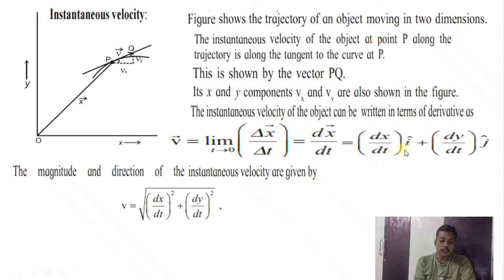If I substitute the components, it is dx by dt, the derivative of the x component, times i cap, plus dy by dt times j cap. The magnitude and direction of the instantaneous velocity are given by v equal to under root. The coefficient of i cap is the x component, that is vx.